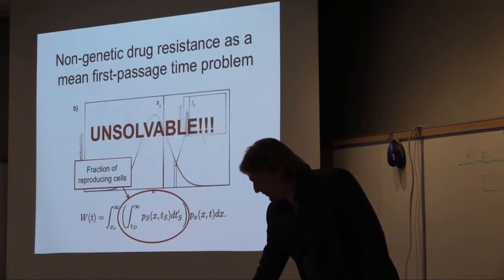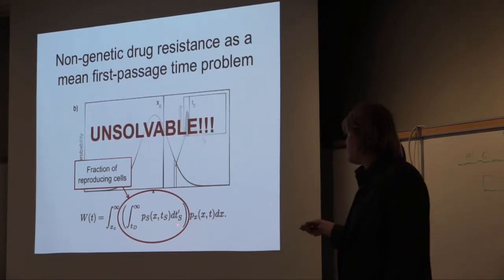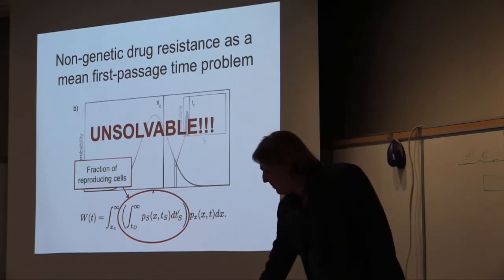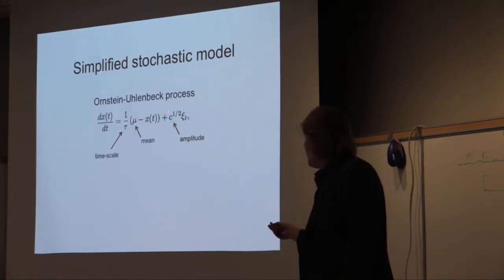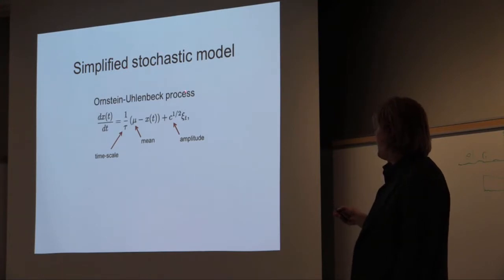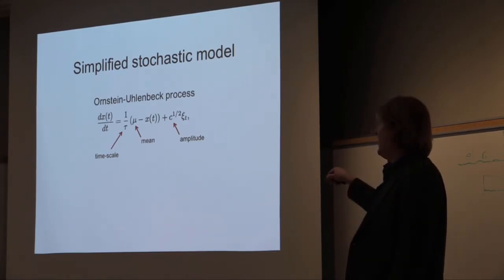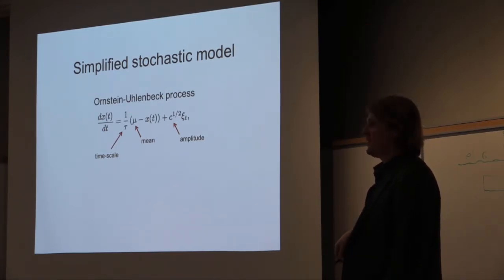This function is that. The problem is that this is a nice model, but it's unsolvable. A very simplistic stochastic model is called the Ornstein-Uhlenbeck process, and it's a fluctuation about some mean with some amplitude and some time scale. It's the simplest way that you can represent a stochastic process: just to have mean, amplitude, and time scale.